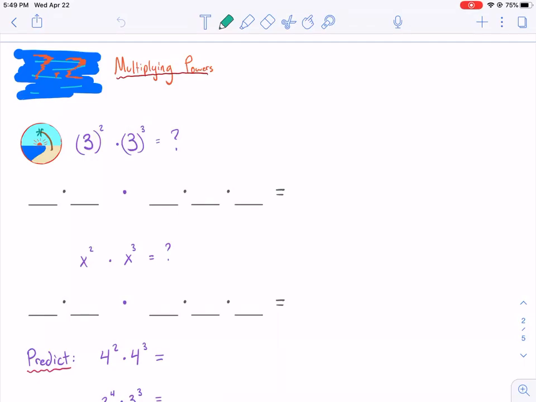Welcome, algebra students, to section 7.2, where we're going to talk about multiplying powers. So let's go ahead and get started. The first example says 3 squared times 3 to the third. Well, let's break this down.